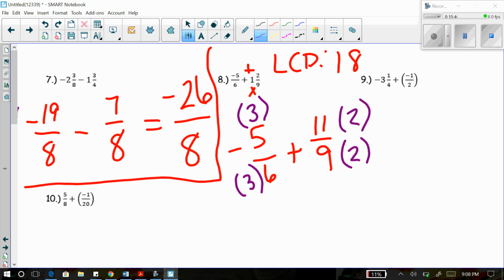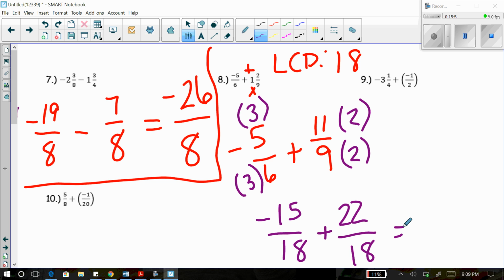Now, let's do all of our multiplication now. We'll rewrite our fractions. 3 times negative 5 is negative 15 over 18, plus 11 times 2 over 18. Keep the denominator. Let's add our numerator.